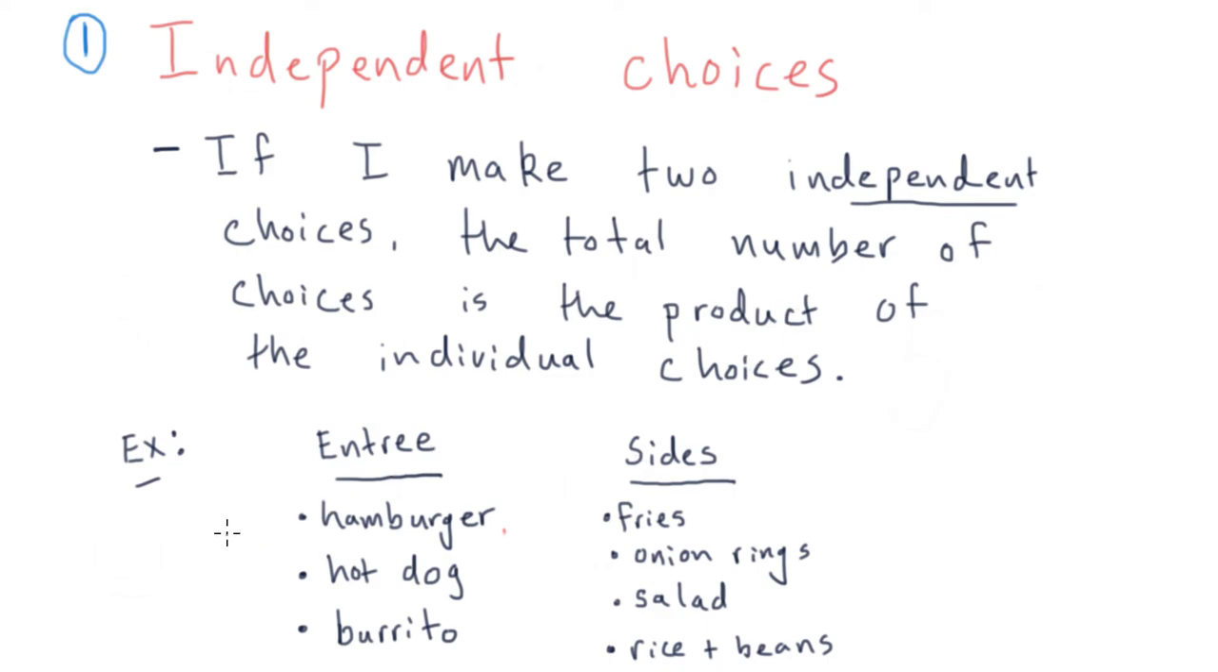So suppose that I'm at a restaurant and there are three choices for an entree. So there's a hamburger, hot dog, burrito. So that's three entree choices. Okay. And then there are four side choices: fries, onion rings, salad, rice and beans. 1, 2, 3, 4.